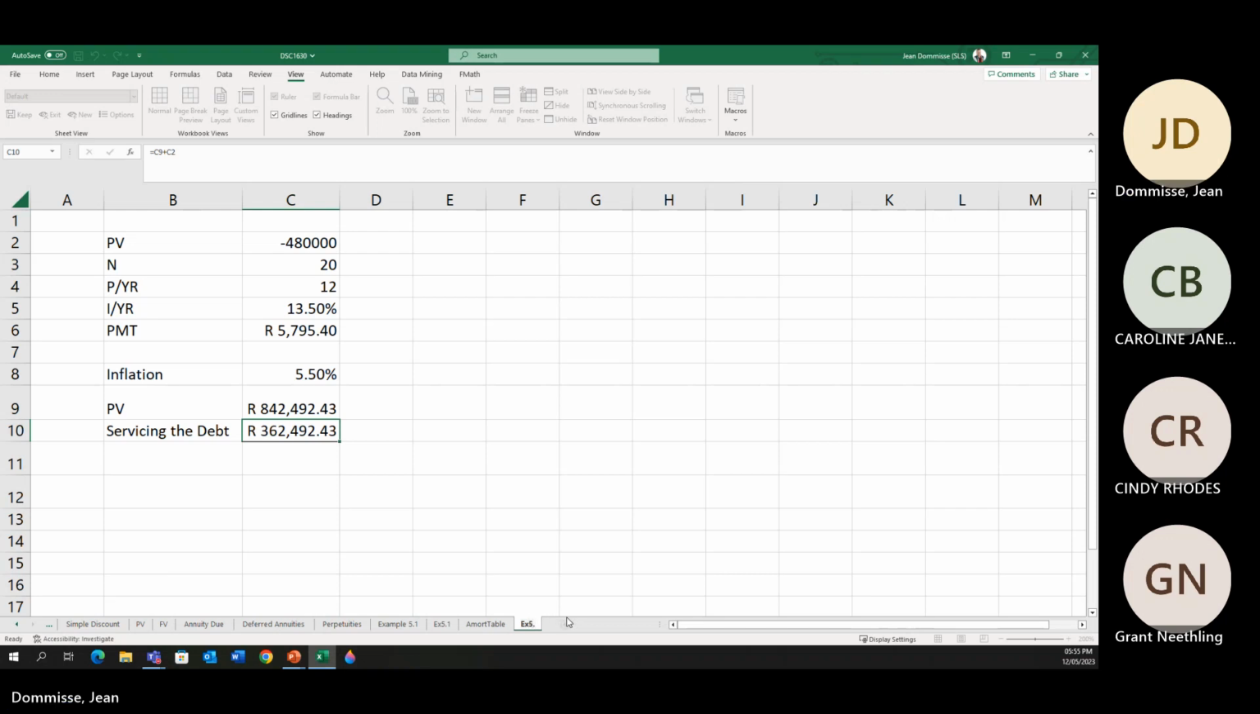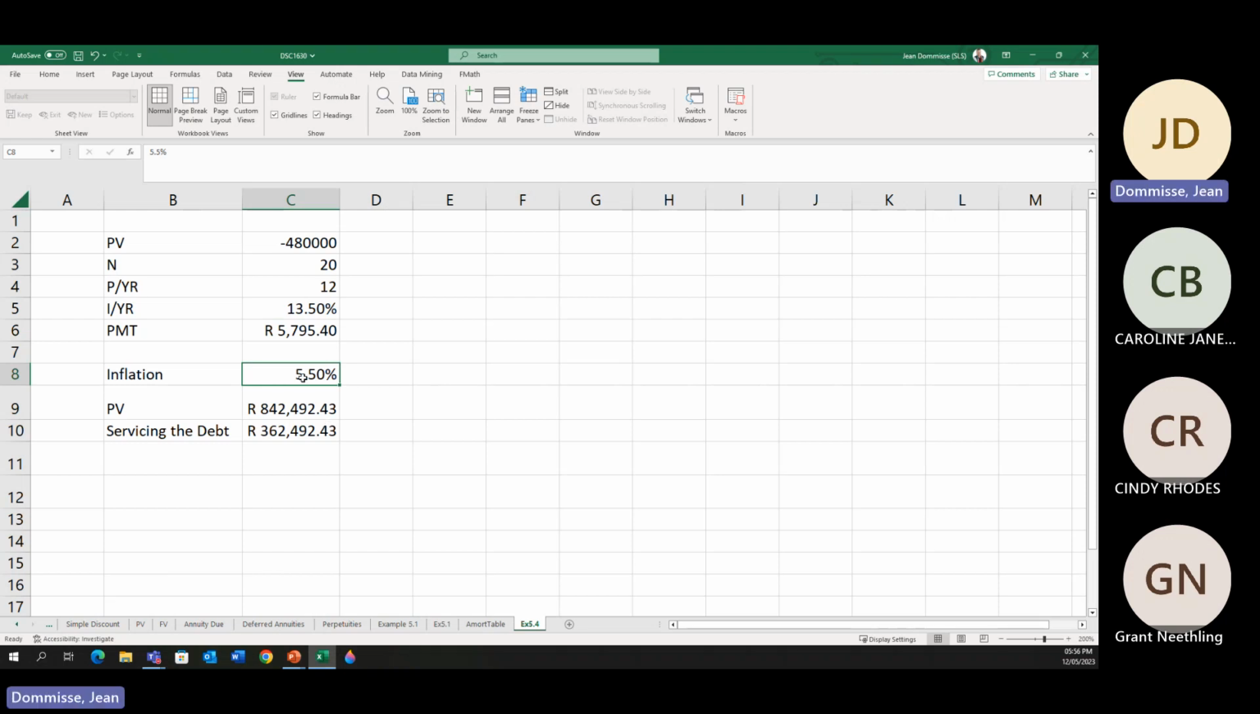So again, if we did it on a financial calculator, we would have just gone the same way to say present value, times per year would have been 12. Your interest rate would have been 13.5. Your period will be 20 years. So your monthly payment on that home loan would have been 5795. But then you want to also find out if there's an inflation rate linked to it. What is your cost?